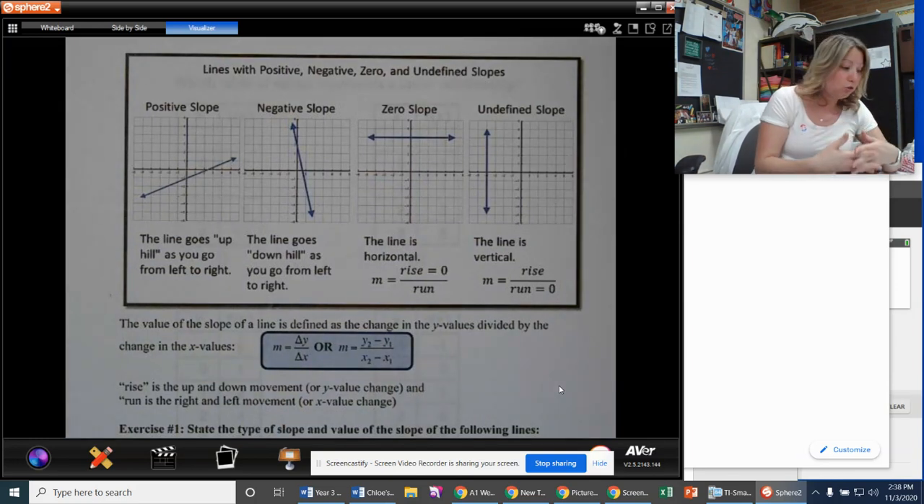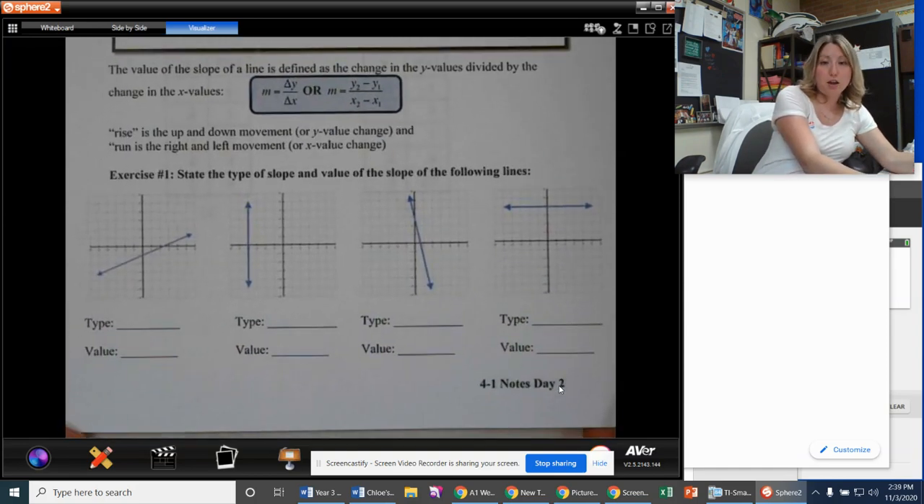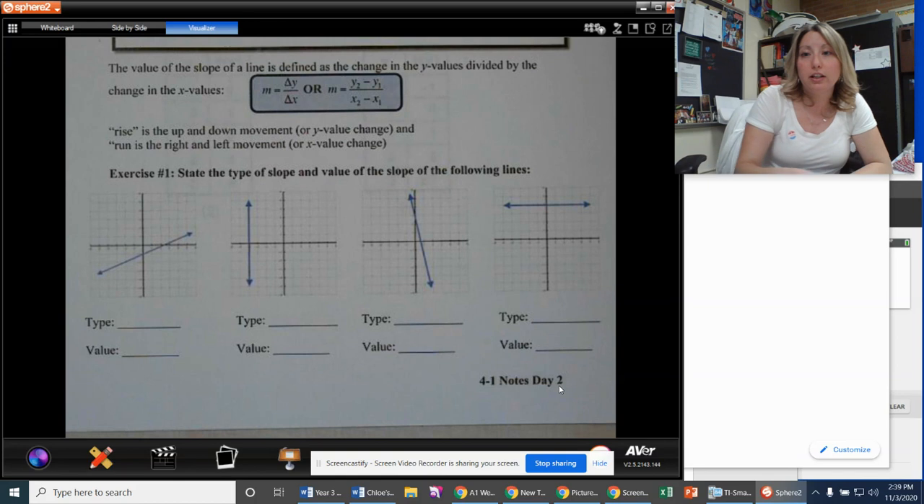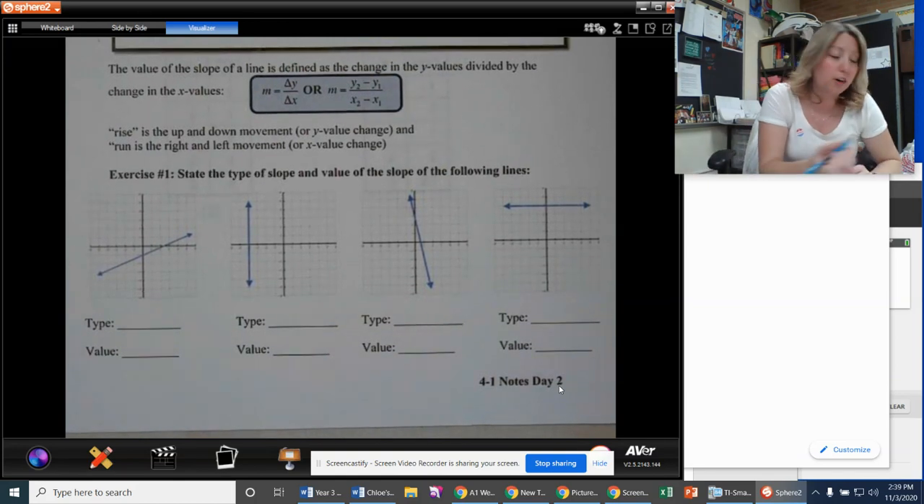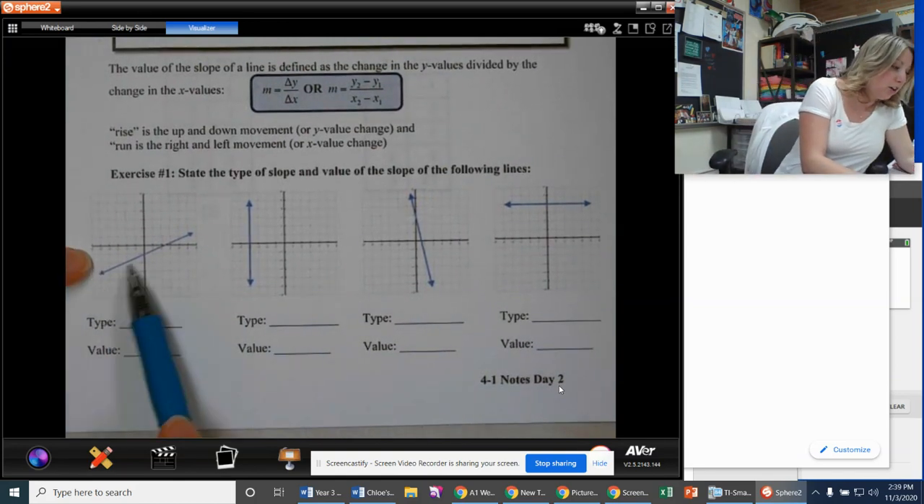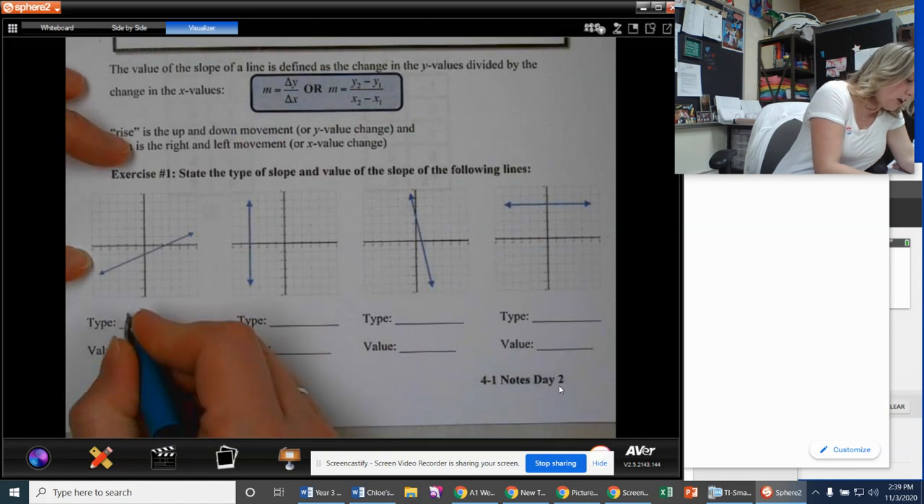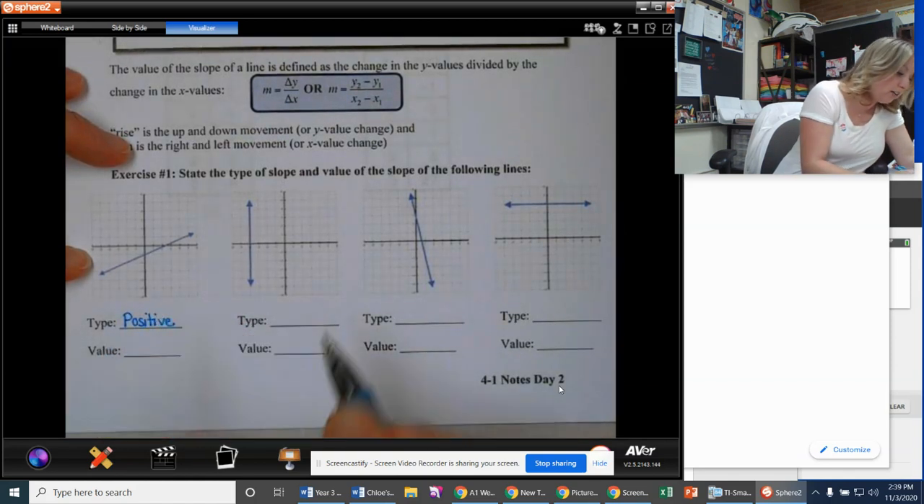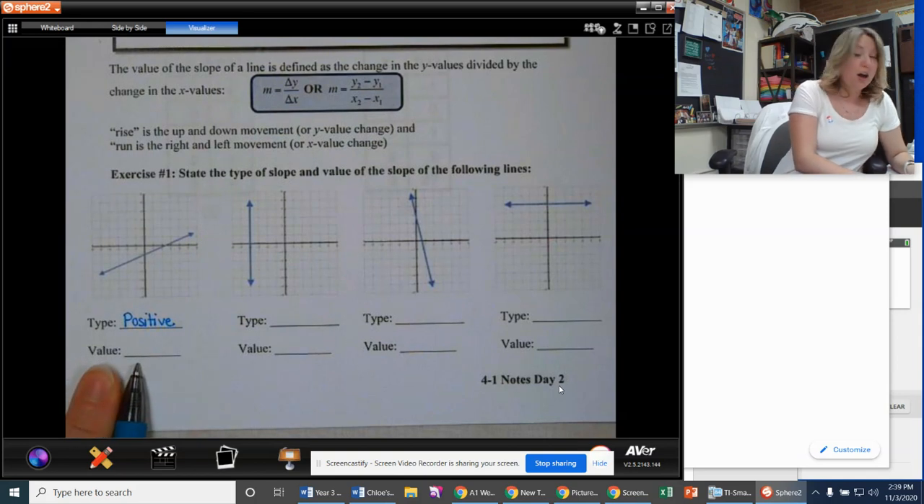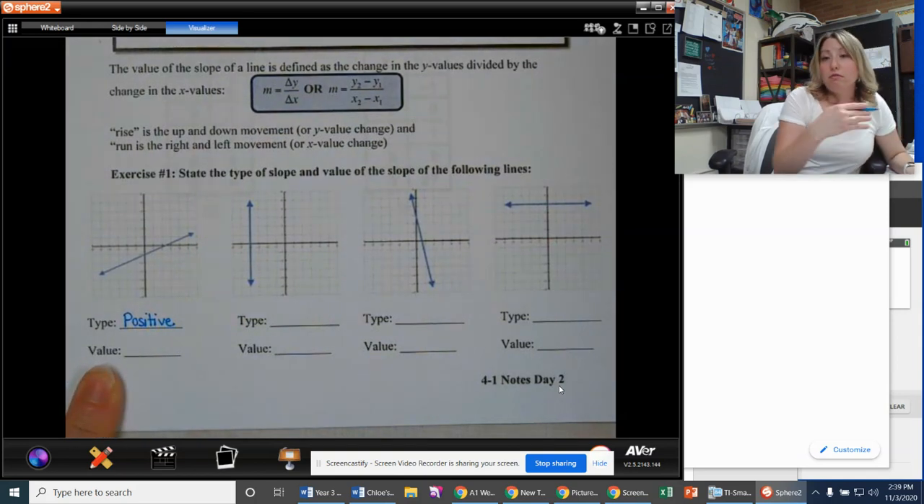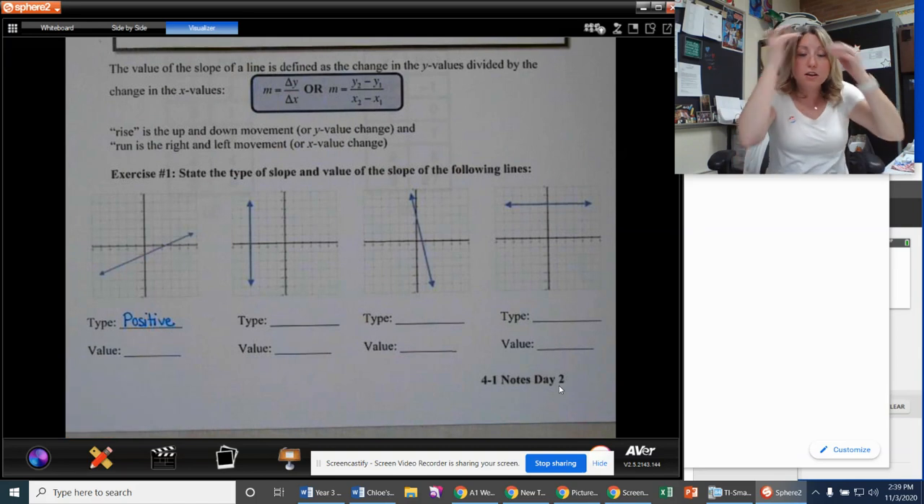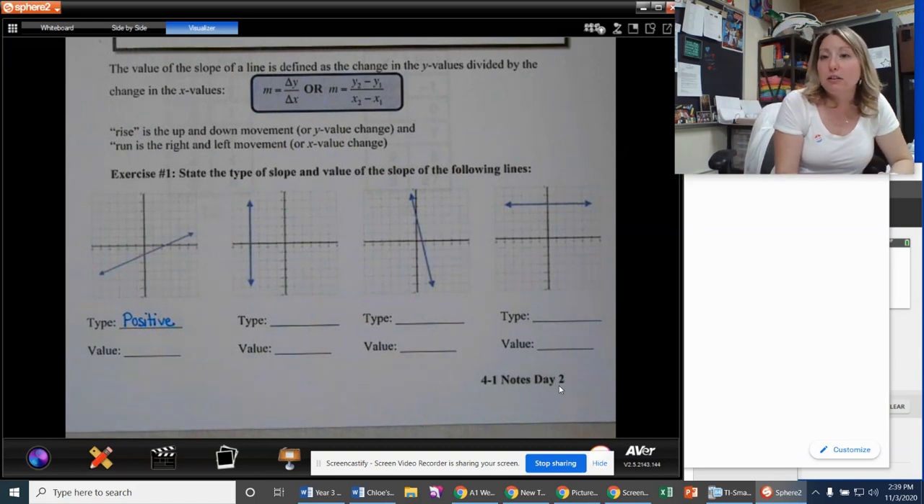So what we're going to do first is look at our pictures, determine the type, then actually count and calculate the value of our slopes, okay? So if I look at the picture here, I know that the type of slope is positive. And when I go to calculate the value of this slope, I know that the answer will be positive, okay? The value of this number is going to be a positive number.